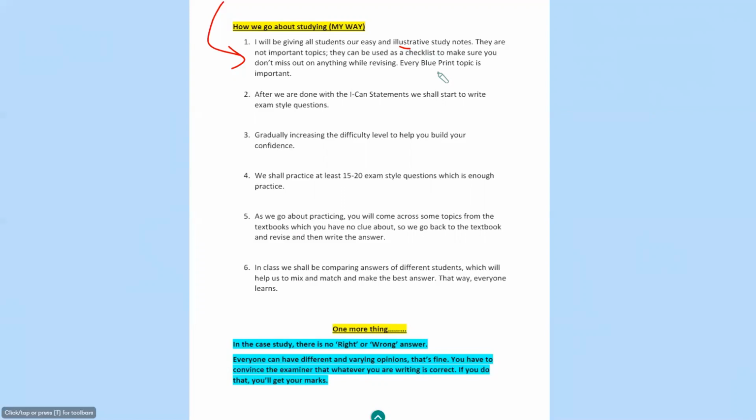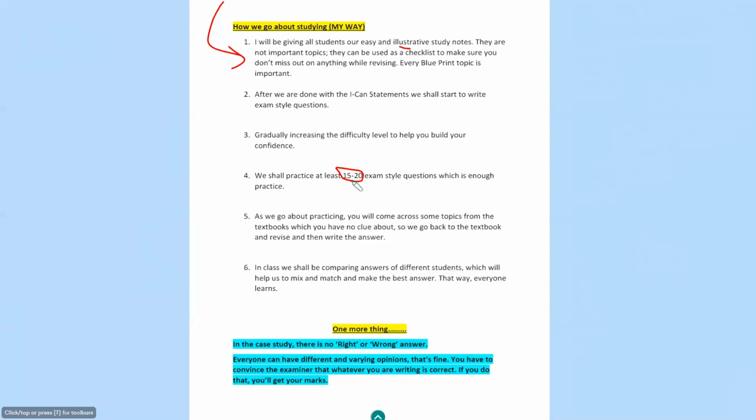After you are done with the I can statements, after you've revised it, after you've written revision questions on it, we start to write exam style questions. To check these exam style questions, we do live sessions with students in a small group, just to make sure everybody can see the answers of each other. We compare, we see what the others are writing, what the best answer is. We share ideas, we have a productive discussion, and we move on to the next set of questions. So every question that you write, you keep learning, you keep growing. You'll be practicing at least 20 to 25 questions. And as you go about practicing, you'll keep learning new stuff. You'll keep improving your skills. It's all about growing together with us.